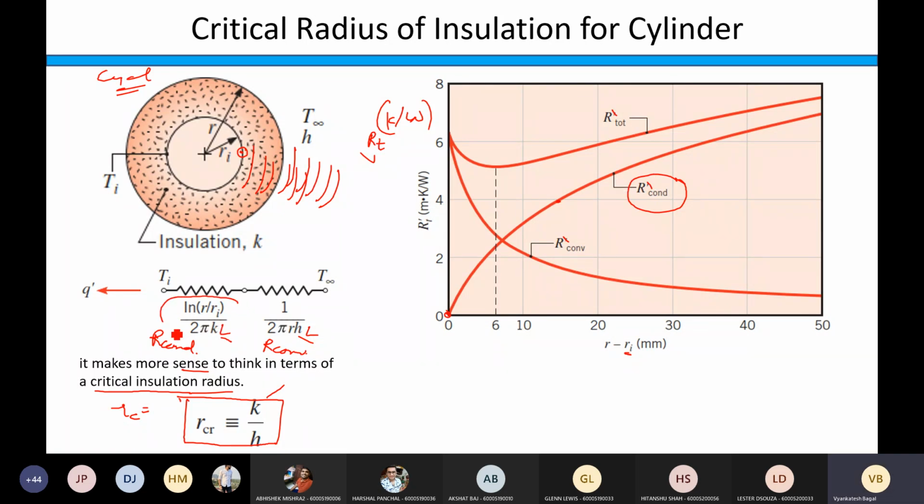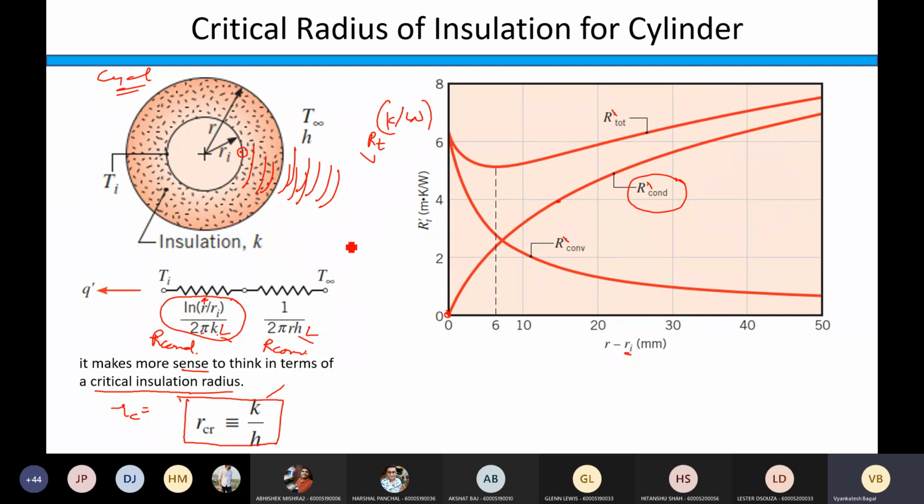You are plotting this term. 2πkL will be constant, and ln(R/Ri) means Ri is also constant. So your term R conduction is varying with R. As you go on increasing R, this term will increase. This is how the conduction resistance is increasing.